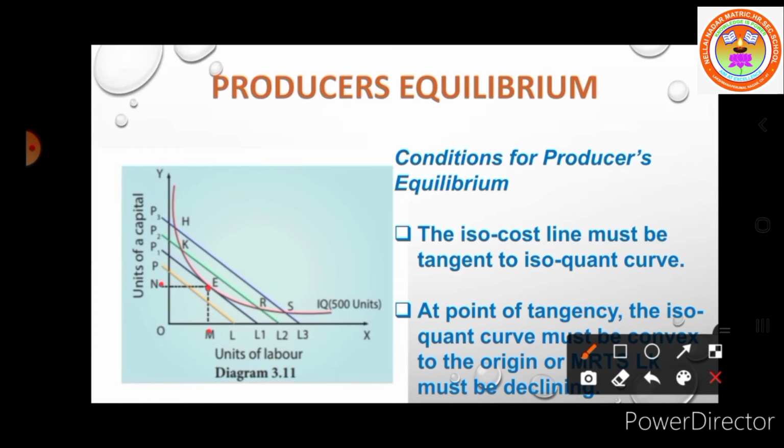The other points like H, K or S lie on higher ISO cost lines, indicating that a larger outlay is required, which exceeds the financial resources of the firm. Where is the producer's equilibrium? E is the producer's equilibrium, where the ISO cost line is tangent to the ISO quant curve and the ISO quant curve is convex to the origin. The MRTS of labor and capital must be declining.